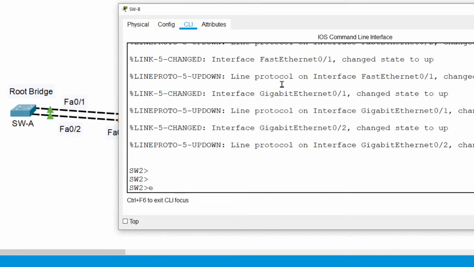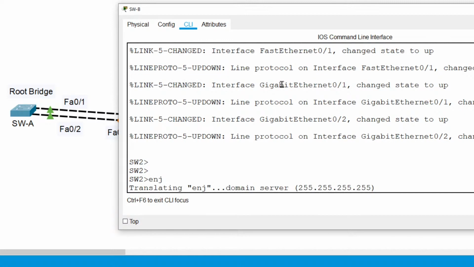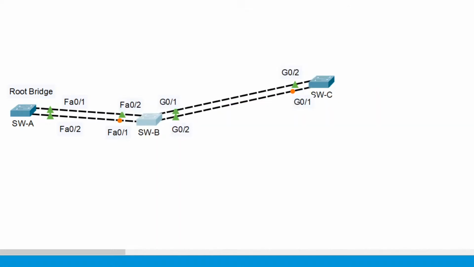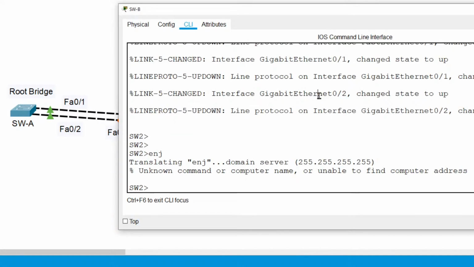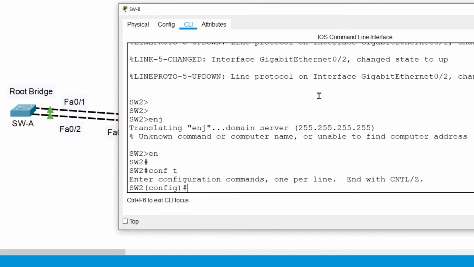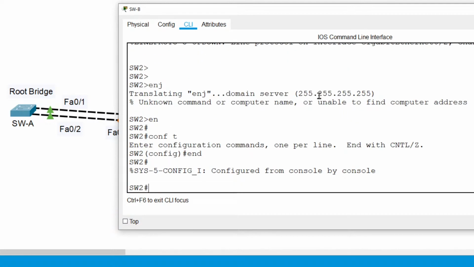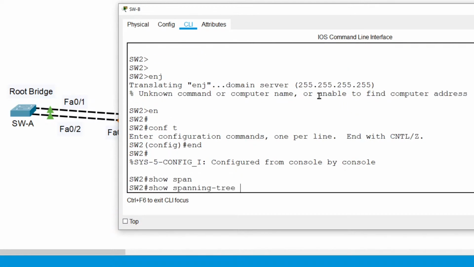Oh, yeah. Oh, I just did that. Dang, I didn't turn off domain lookup. I'm going to fast forward that through time and space through the magic of Packet Tracer. I'm not going to change it now. I'm just going to do a show. Let's do a show spanning tree for VLAN 1.